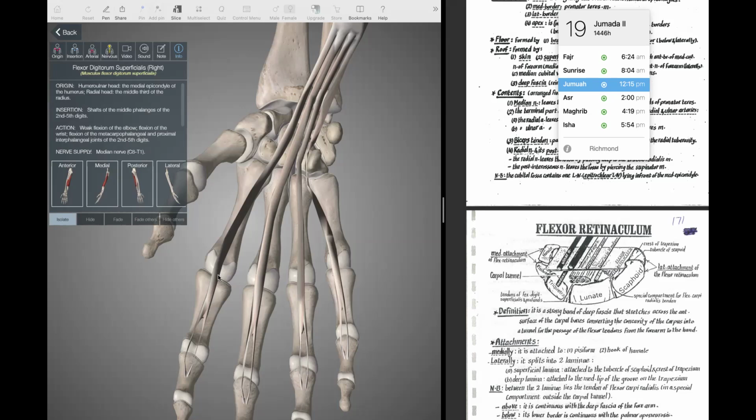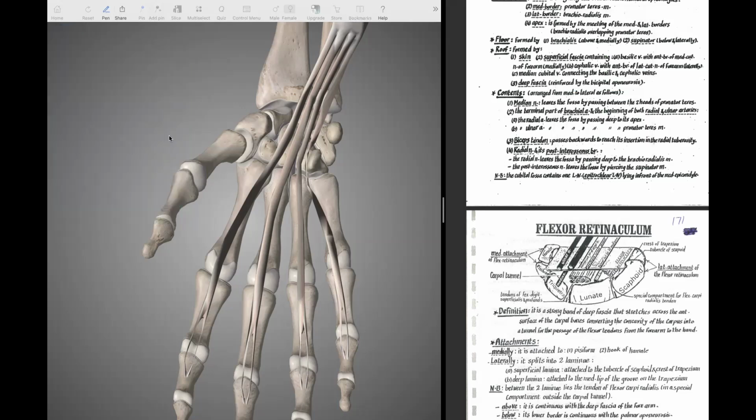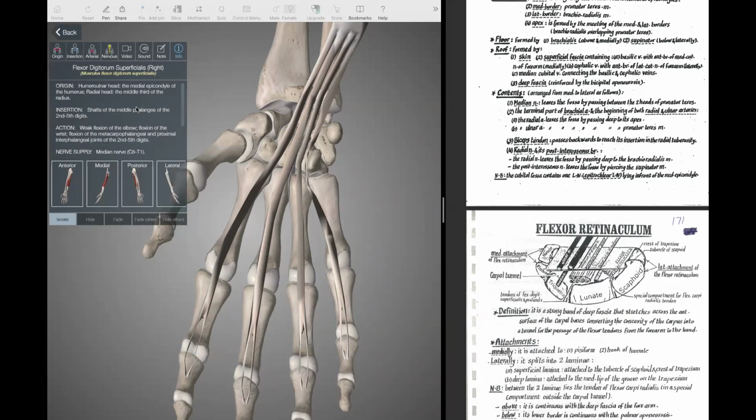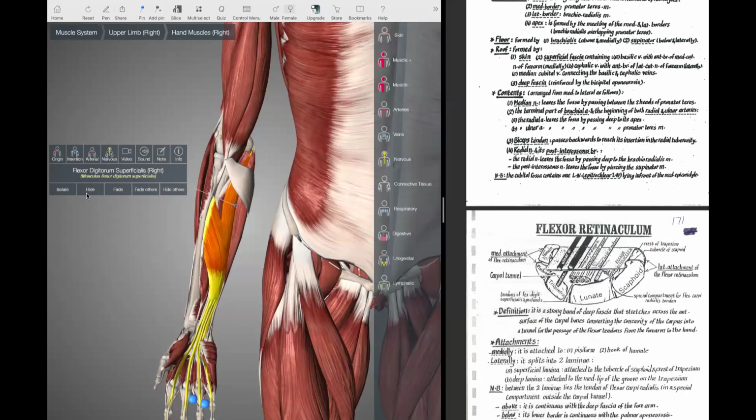What they're saying is metacarpophalangeal joints. It flexes this joint. And you can also say proximal interphalangeal joints of 2 to 5, which is this one. Flexion of these joints. So basically, this muscle is responsible for the flexion of these joints to help close the fingers. Nerve supply median. Okay, move on.